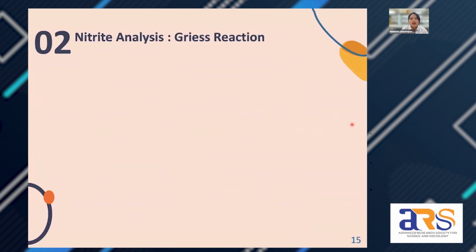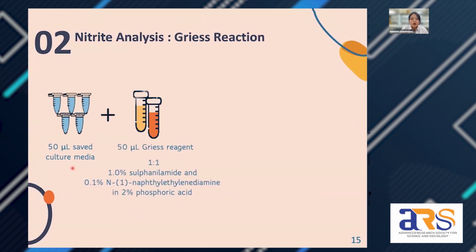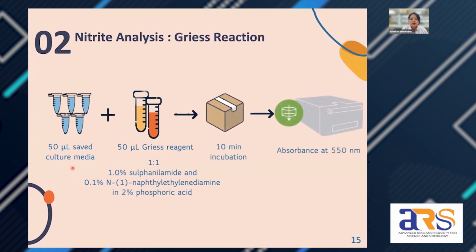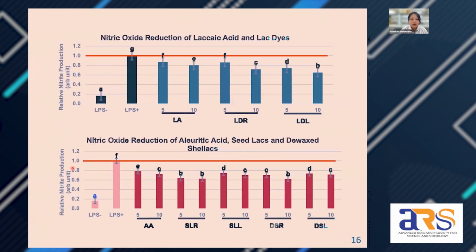To confirm the iNOS gene expression result, we analyzed the nitric oxide production using the Griess reaction. The saved culture media from the qRT-PCR method was mixed with Griess reagent, then incubated for 10 minutes and measured for the absorbance at 550 nanometers. And as we can see, all treatments could effectively reduce nitric oxide production.